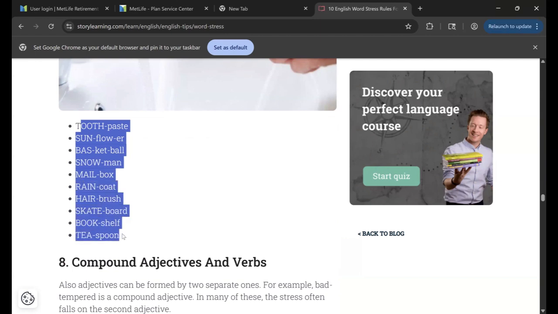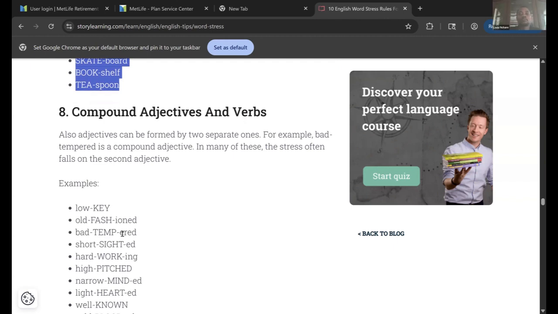Toothpaste. Toothpaste. Good. Okay. Sunflower. Okay. Basketball. Next. Basketball. That's good. Snowman. Good. Mailbox. Good. Raincoat. Hairbrush. Skateboard. Bookshelf. Teaspoon.